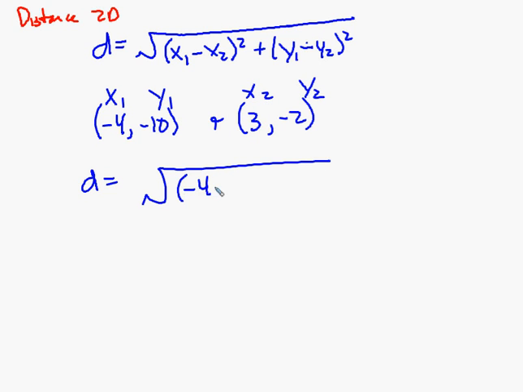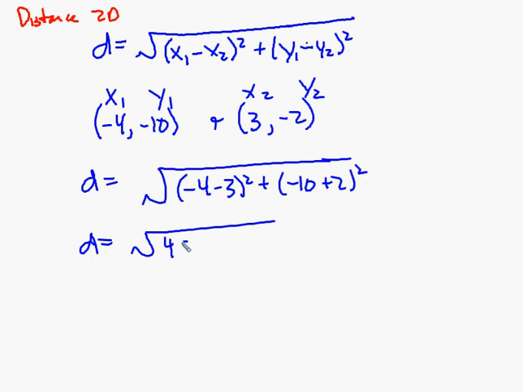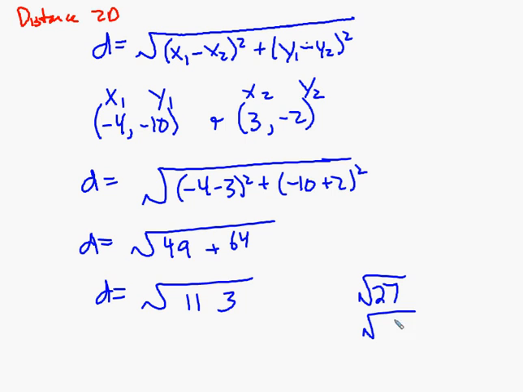So we're going to do (-4 minus 3) squared plus (-10 plus 2) squared. So we get 49 plus 64, and we get root 113. And simplifying radicals does apply. So for example, if I got root 27, you would need to prime factorize that, split it up, and write it as 3 root 3.